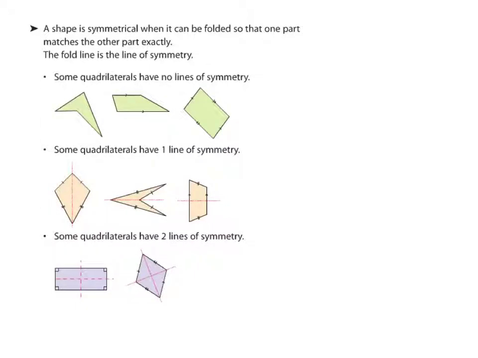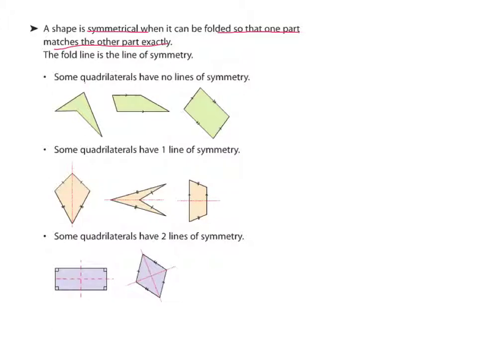The other thing we can talk about is symmetry, and you are very good at symmetry already. It's when it's folded in half so that one part matches the other part exactly. Some quadrilaterals have no lines of symmetry, so no matter how we divide this shape, we're not going to get two halves that are exactly the same. So, no lines of symmetry.